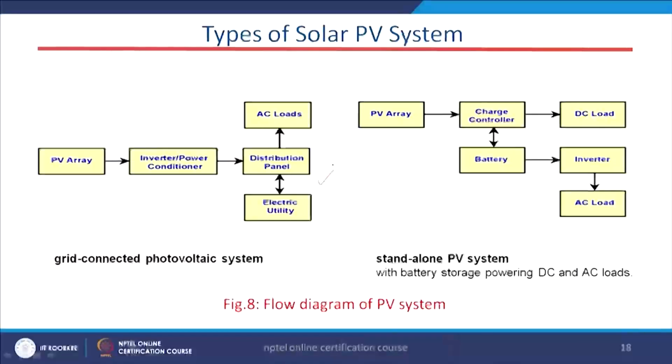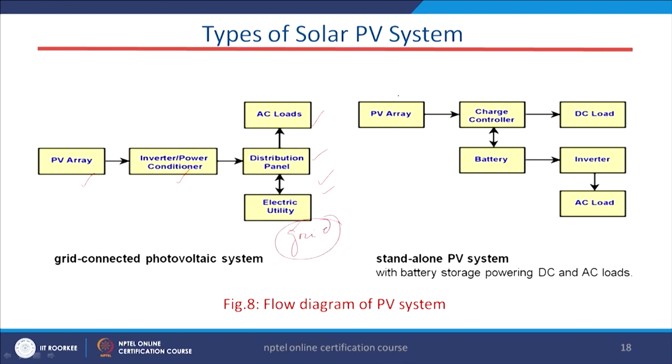And this is how we have already discussed. I will just come to the basic block diagram of this particular solar system. Whatever I have discussed in the previous 2-3 slides, the same thing is represented in terms of blocks. The first one is the PV array, and the second one is the inverter or the power conditioner, and from there it will go to the distribution panel, and it will go either to the AC loads or to the utility, the electric utility. Electric utility means it is the grid. This is the grid basically.